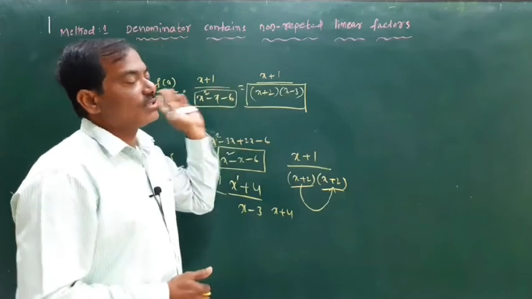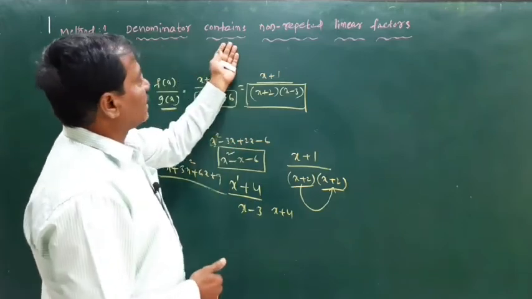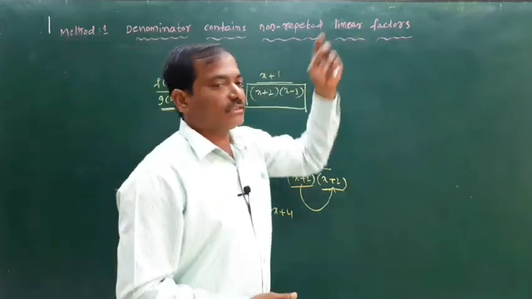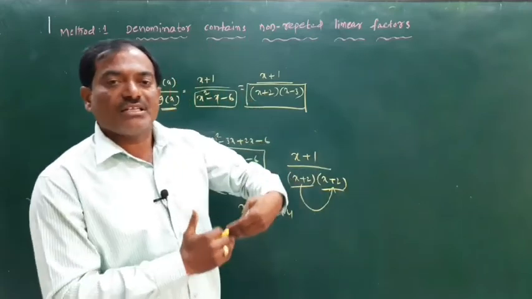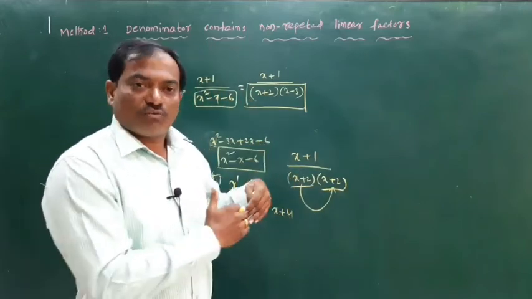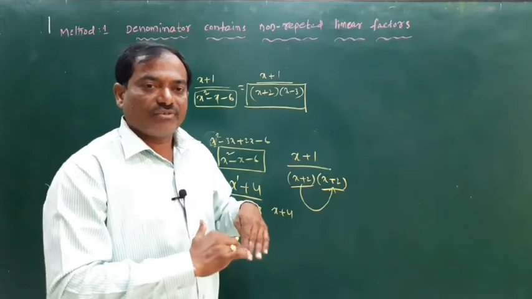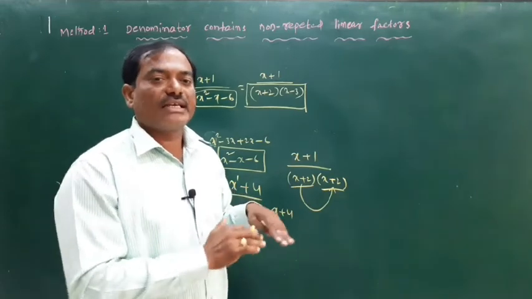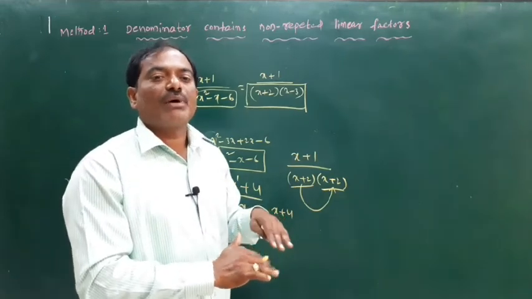This is the first method. What is the first method? The denominator contains non-repeated linear factors. So, g of x having these characteristics, now we discuss how to rewrite or resolve the given rational fraction into partial fractions.